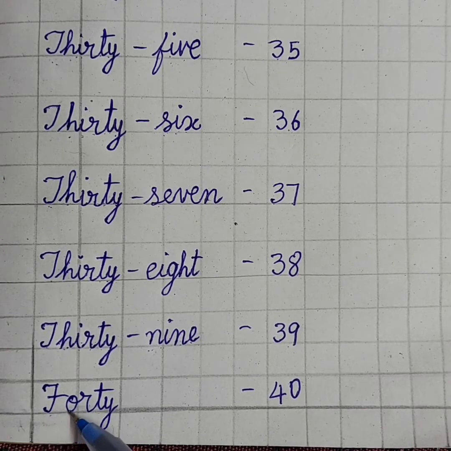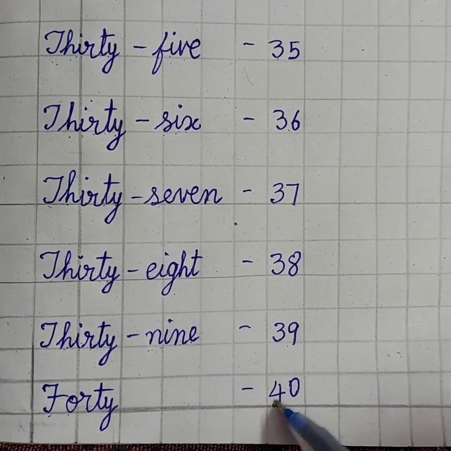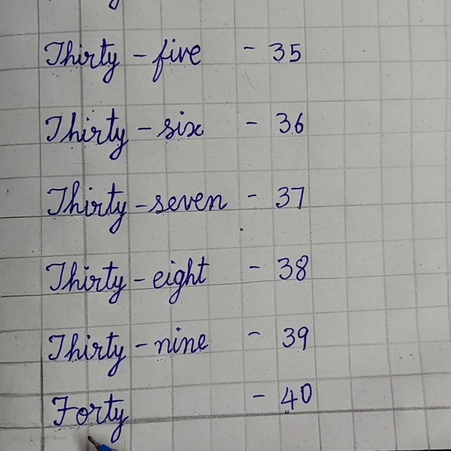40, FORTY, 40. In 40, you should not write U, children. 40 spelling is FORTY, 40. You should not write U. Remember it? You should not write U in 40. What is the 40 spelling? FORTY, 40. Understood, children?